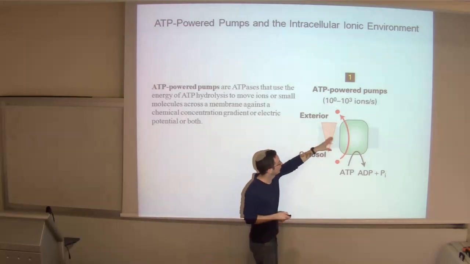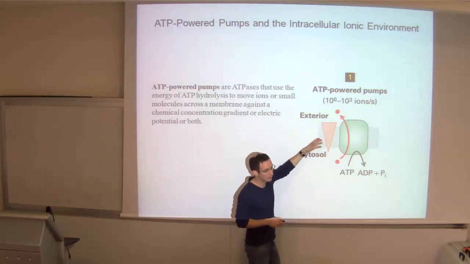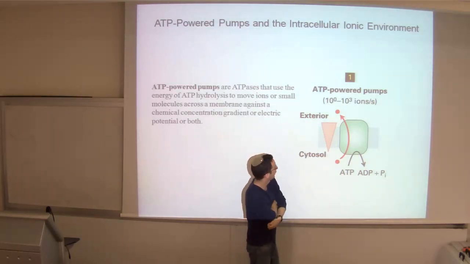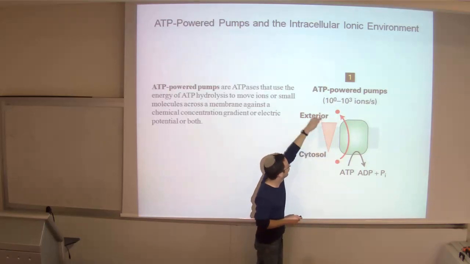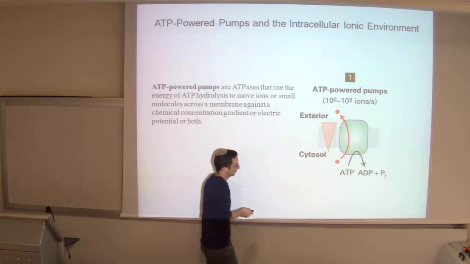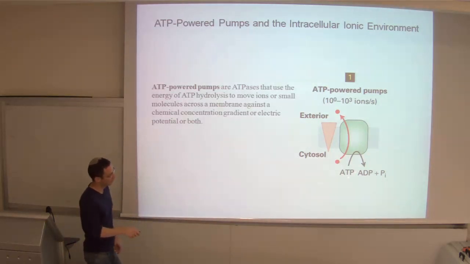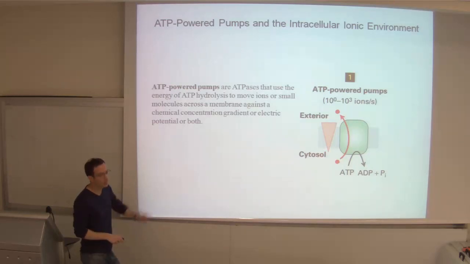Each time we look at these rectangles, they always describe the direction of the gradient. So this is downhill and uphill of the gradient for the red molecule. ATP-powered pumps use the energy stored in hydrolysis of ATP to ADP and inorganic phosphate to move this ion uphill, against its concentration gradient.